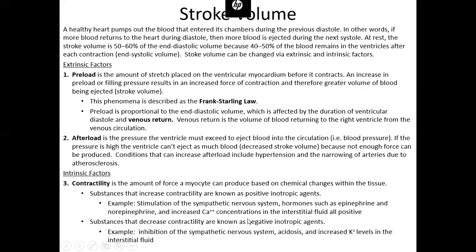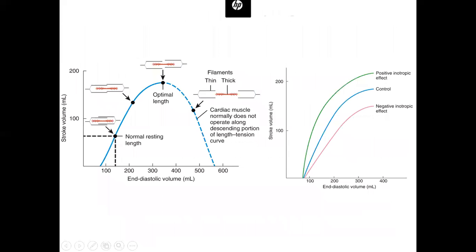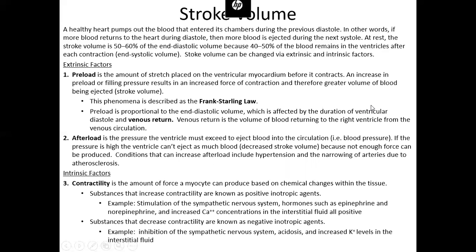Any substance decreasing contractility would be a negative inotropic agent. What's shown here in a pink line. It includes inhibiting the sympathetic nervous system, acidosis of the blood, and increased potassium levels in the interstitial fluid. So make sure you once again know any increase in contractility increases stroke volume, whereas any decreased contractility decreases stroke volume. And I also would make sure you know what the positive inotropic agents are, what the negative inotropic agents are, and what that means.